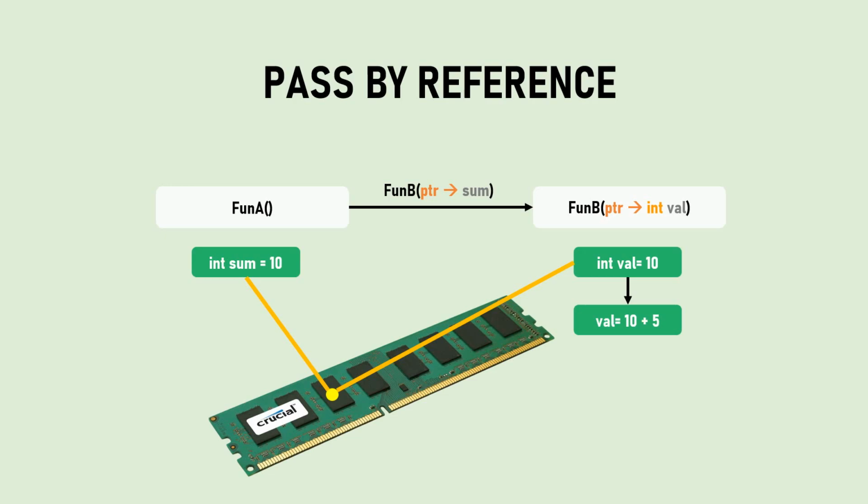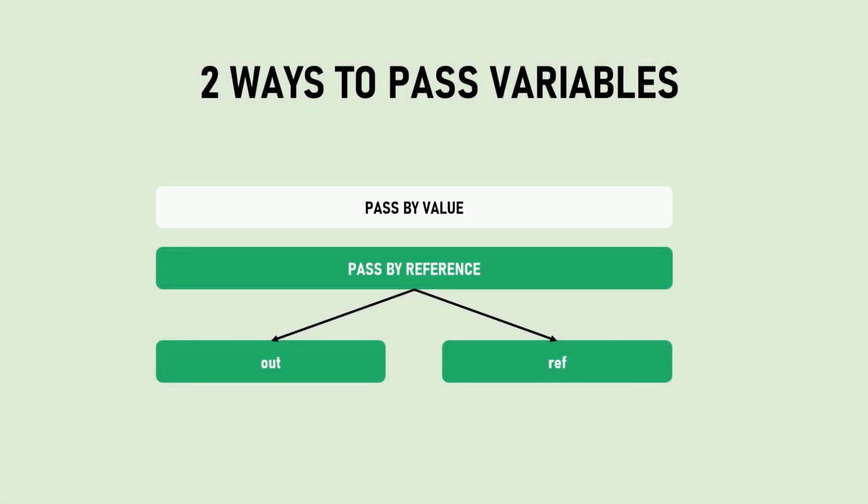So in that case, whatever happens in function B is actually changing or updating the data in the same memory location as the sum variable. This is why, using pass by reference, whatever changes you've made are reflected in the main function. Now that we have discussed pass by value and pass by reference, in C#, the out and ref keywords are used to do pass by reference.